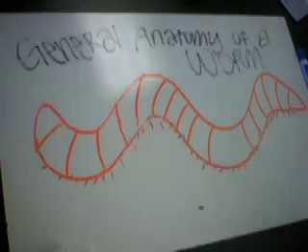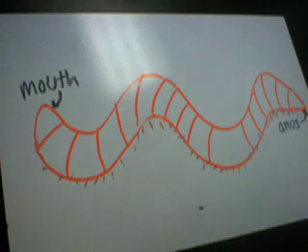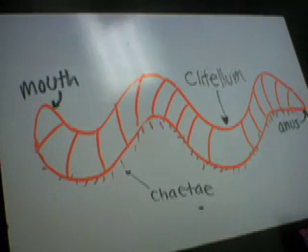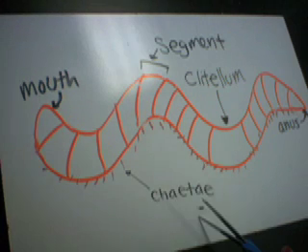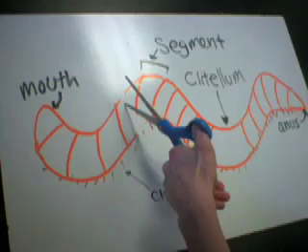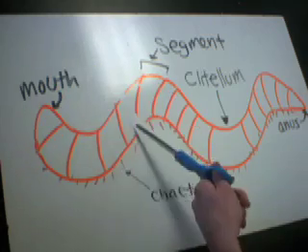Now let's move on to structure! The mouth and the anus are connected by an intestine that travels throughout the whole body. The clitellum is used for reproduction. The chaetae are used for burrowing. And segments divide up the whole body. Now we're zooming in.